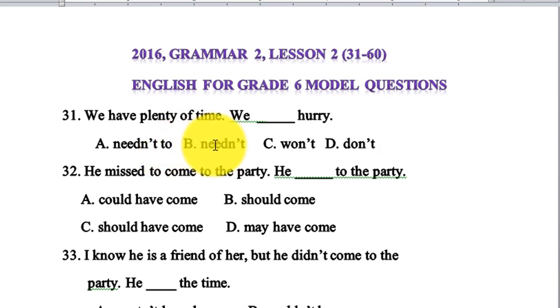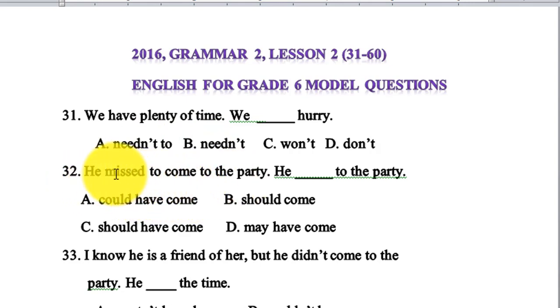I repeat once, please: whenever you have a great intention to complete a statement with needn't, without to is appropriate. Question number 32: he missed to come to the party.